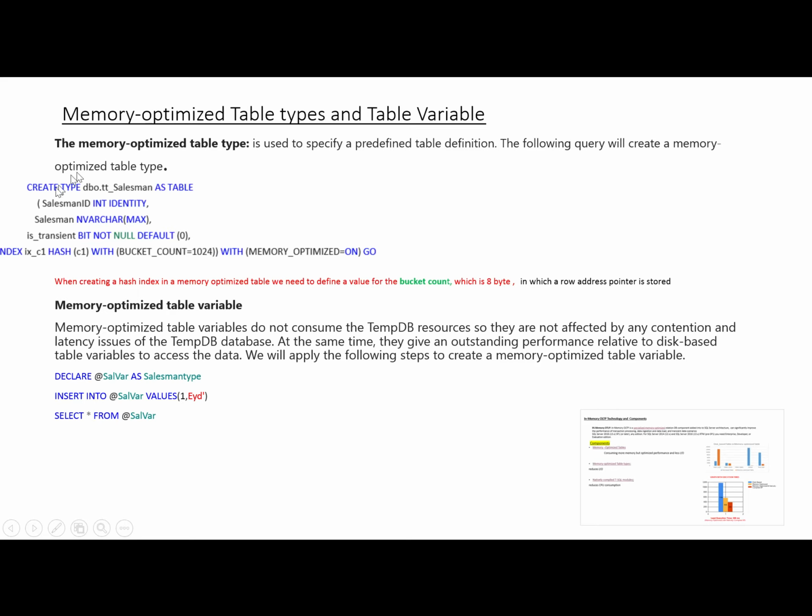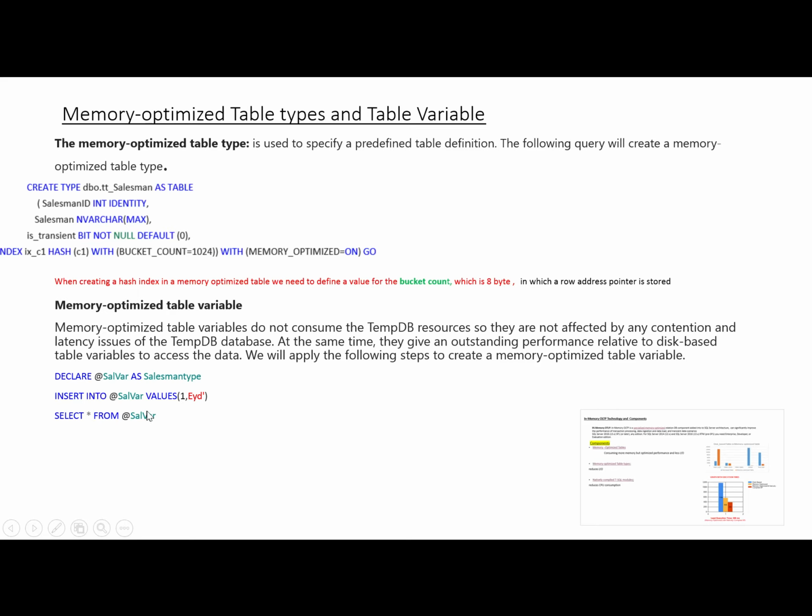Now we have created this table type. We can use it by declaring a variable as the salesman type, because this is the table name, and we can insert values into this table using this variable. This whole process is going on in the main memory, so fewer input output instructions will be used. There is a performance gain.